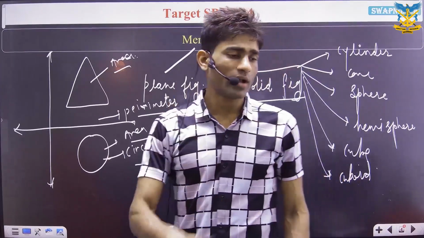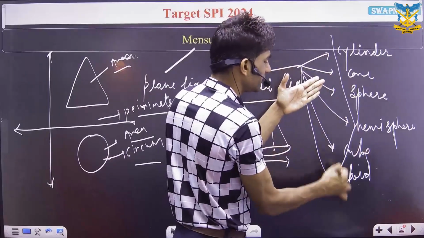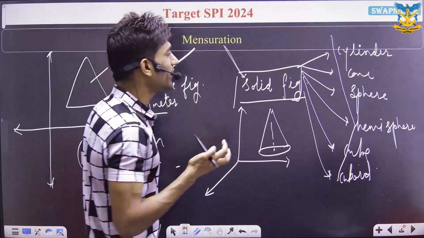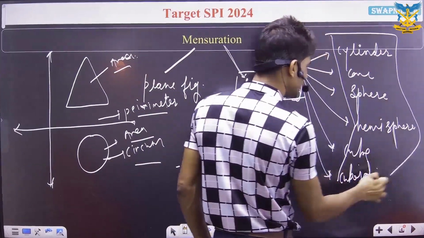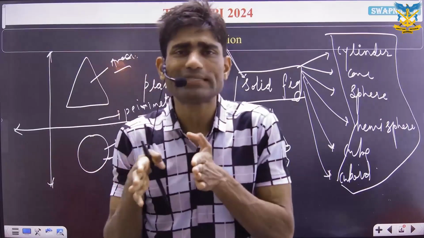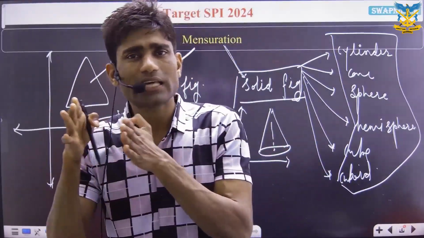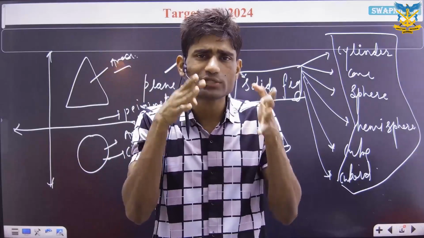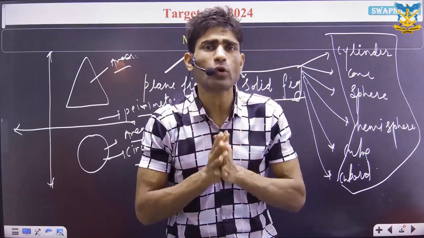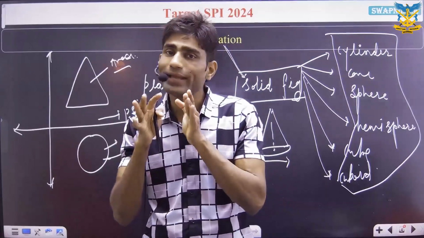These all are our solid figures. Majorly, the questions I have seen in our SPI question paper are based on these topics. It is not that difficult. You can easily find their answers. If you want to study a cylinder, you need to know the volume of a cylinder, the surface area, the curved surface area, the lateral surface area, and the total surface area of a cylinder.